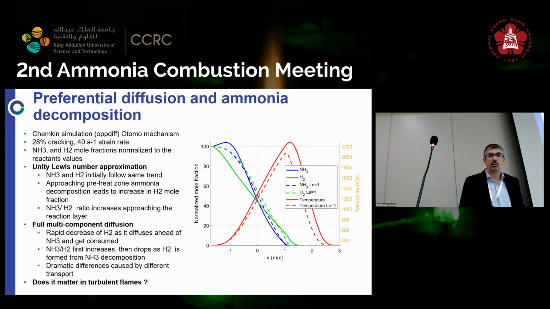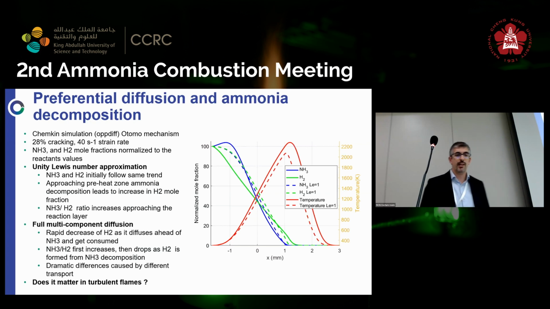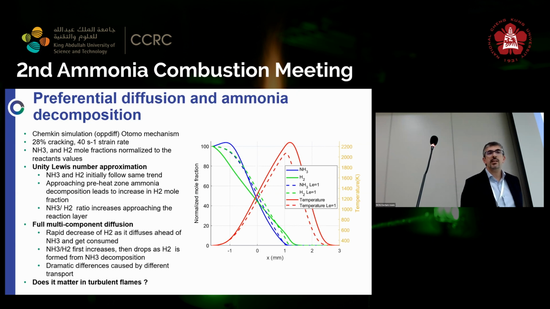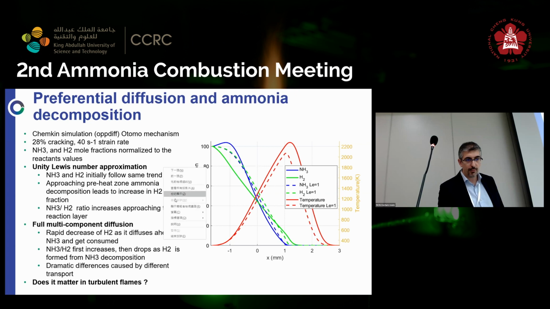So let me start talking a little bit about preferential diffusion. I'm sure this can be a topic for discussion later on. Starting from the basics, what I'm showing here are the results from chemical simulation using the autonomous mechanism. It doesn't really matter for major species which mechanism you use. This is particularly the case with 28% cracking and a strain rate of 42 s^-1. Now, I'm normalizing in this plot the ammonia and hydrogen mole fraction to their original composition. I just want to show how transport affects the mole fraction of ammonia and hydrogen.